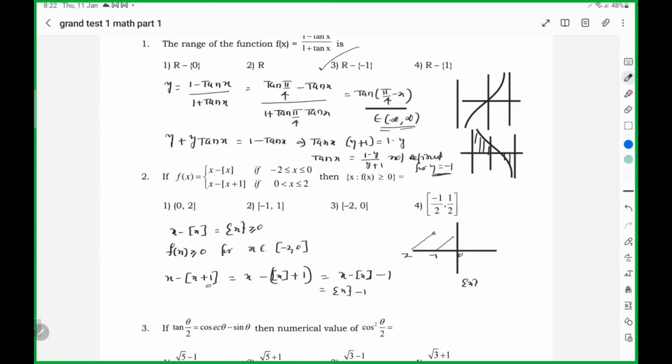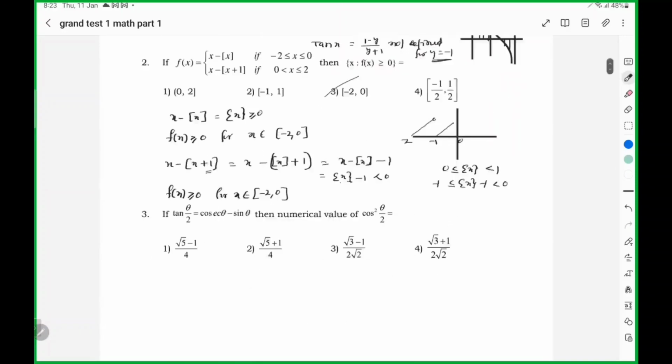Fractional part of x lies between 0 and 1. If you subtract 1, it will be negative. So once it is negative, it's strictly negative. In fact, it never reaches 1. So f of x is positive only for x belongs to minus 2 to 0. Third option is correct.